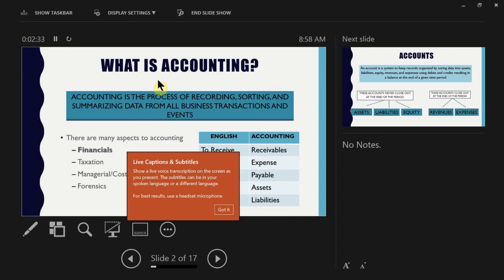Okay. So another thing is there are many different aspects, and we are focusing on financials. I talked about this in the first chapter. All our main purpose is recording, journalizing, and creating our financial statements. So yes, we're not going to be learning about tax. We're not going to be learning about cost accounting, and definitely we're not going to be investigating a company.